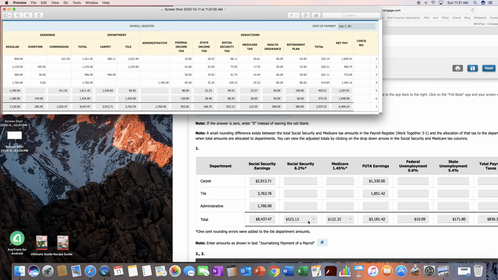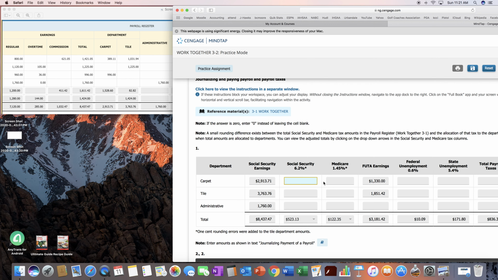This is our total Social Security tax. They want it broken down by department so that you can match your expenses with your revenues. So what we need to do is take this number times 6.2. It said none of them are above the tax base. So what we end up with is $180.65. Take this number, Tile, 3,763 times 6.2, you get 233.36. Take 1,760 times 6.2, 1,912. Do the same thing for Medicare.